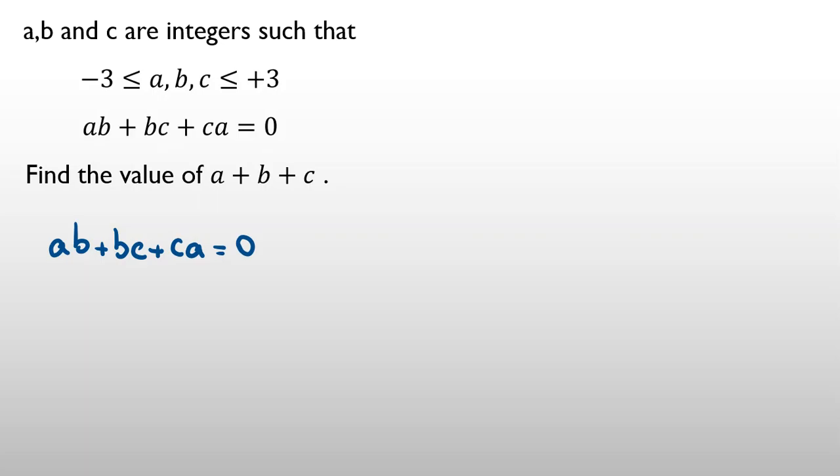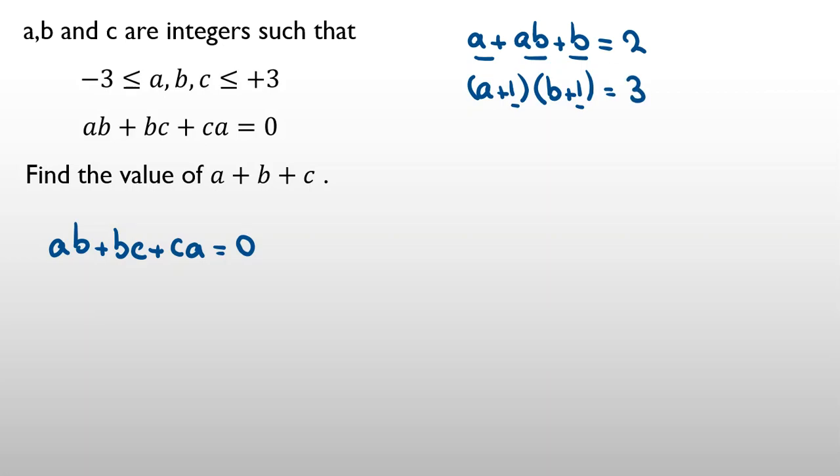I use Simon's favorite factoring trick. Let me explain it first for you. For example, when we have A plus AB plus B equal to something, for example, 2, you can factorize like this: A plus 1 times B plus 1, and you have A, B, B. You have one more because of 1 times 1, so it will be 2 plus 1, which is 3.